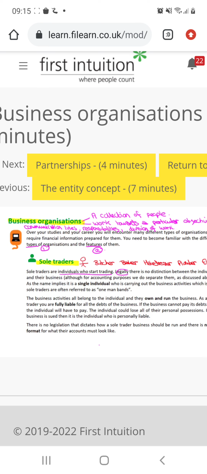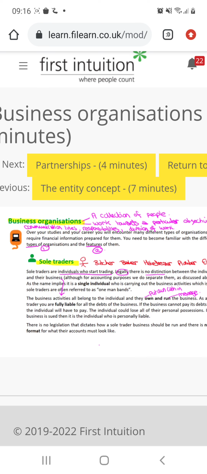Now, legally, there is no distinction between the individual and their business. So, what does this mean? This means that the business activities all belong to the individual. They own and they run the business. So, they put their own cash in and they manage the business on a day-to-day basis.